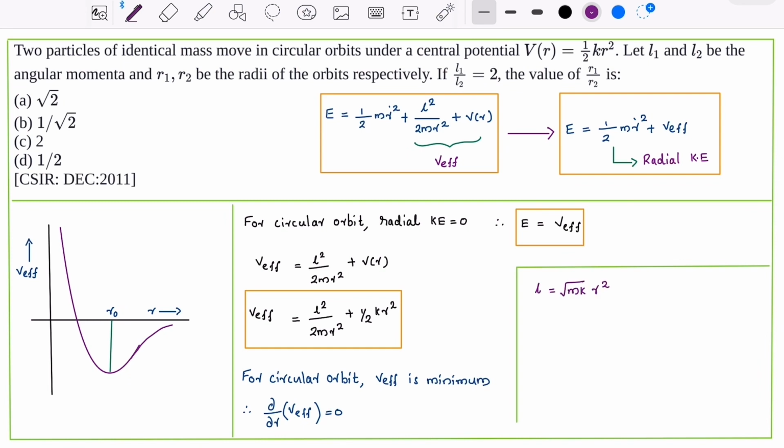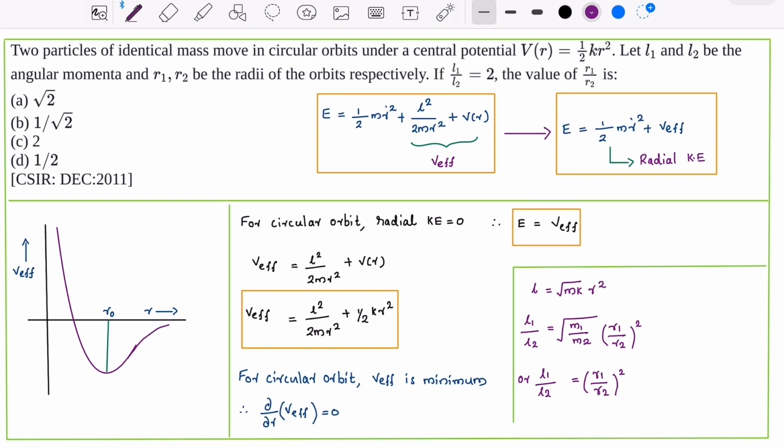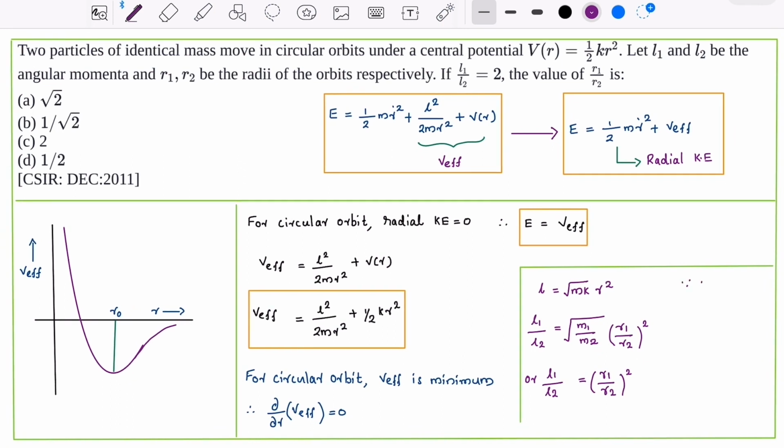In the present problem, two particles of identical mass move in circular orbit. Now, if L1 and L2 are their angular momenta, then we can say L1 by L2 is root of m1 by m2 into r1 by r2 whole square. This implies L1 by L2 is equal to R1 by R2 whole square, because M1 is equal to M2, which is given in the problem. It is given that L1 by L2 is equal to 2. Therefore, we can say R1 by R2 is equal to root 2. Hence, option A is the right option.